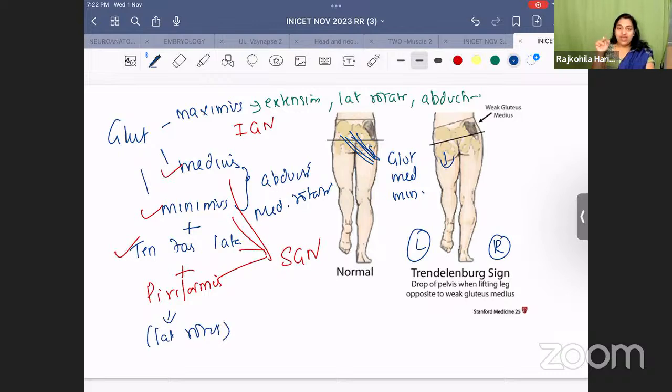So if the patient's pelvis sinks on the left side, which gluteal nerve is injured? The right side superior gluteal nerve. What are the muscles paralyzed? The right gluteus medius and gluteus minimus are paralyzed.